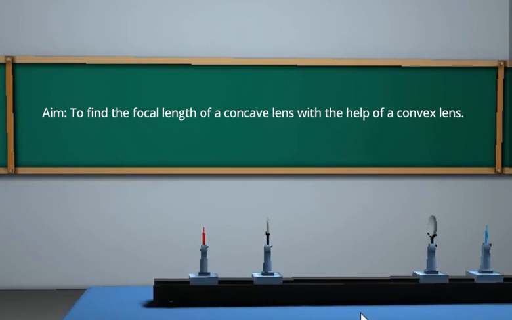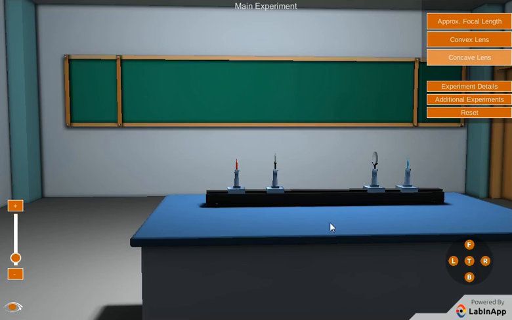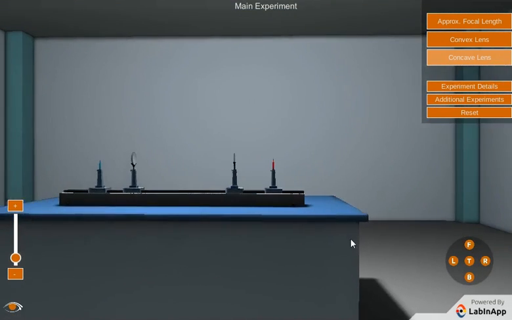Aim: to find the focal length of a concave lens with the help of a convex lens. The apparatus for this experiment is as shown.